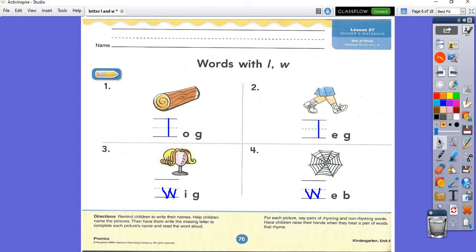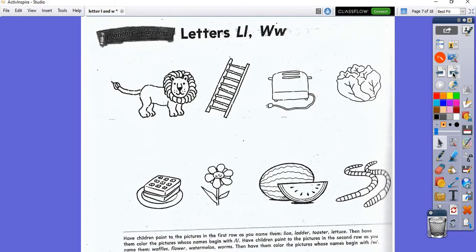Okay? Are you ready? Log. Log. Leg. Leg. Wig. Wig. Web. Web. Excellent, children. Now we have this picture. Now we have this worksheet.